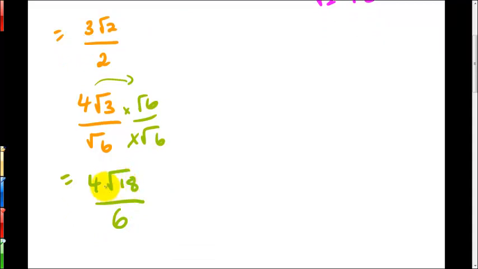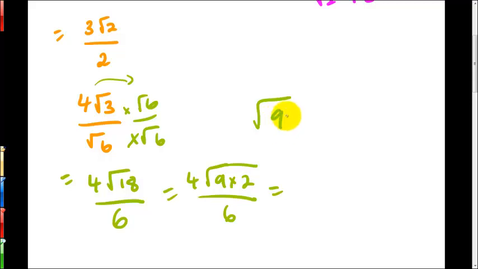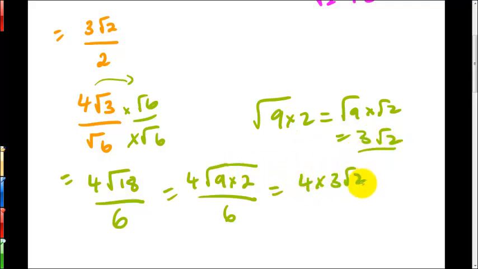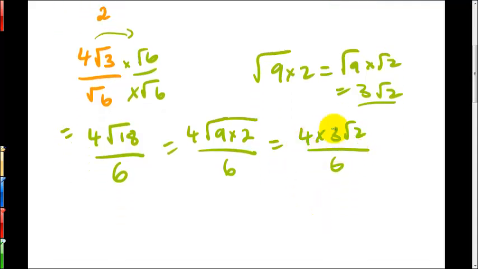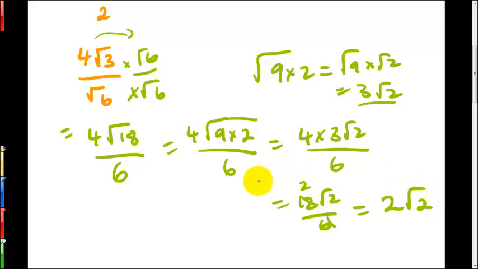As we can see from this, that root 18 is actually root 9 times 2. And from previous exercises, that root 9 times 2 can get simplified, which essentially root 9 is 3, so 3 root 2. So rather than root 18, we're going to use 3 root 2. Let me just go a little bit slower. So 4 times 3 root 2 over 6. And then 4 times 3 is 12 root 2 over 6. And then 12 over 6 is 2 on the numerator. So 2 root 2 is your final answer.